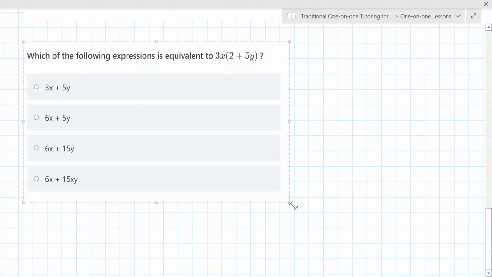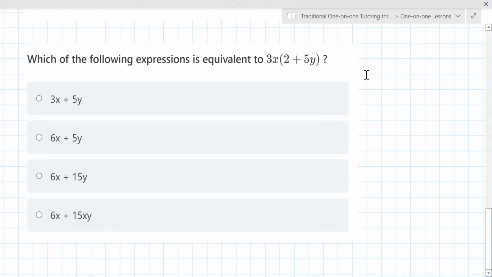It says, which of the following expressions is equivalent to 3x times 2 plus 5y? If you're not sure how to start, this is a distributive property problem. You don't need to know that, but you need to know, oh, I need to give this 3x to both of these. I've done all this before, I just don't remember it because it was a week ago. Good. Okay, so let me show this in steps.